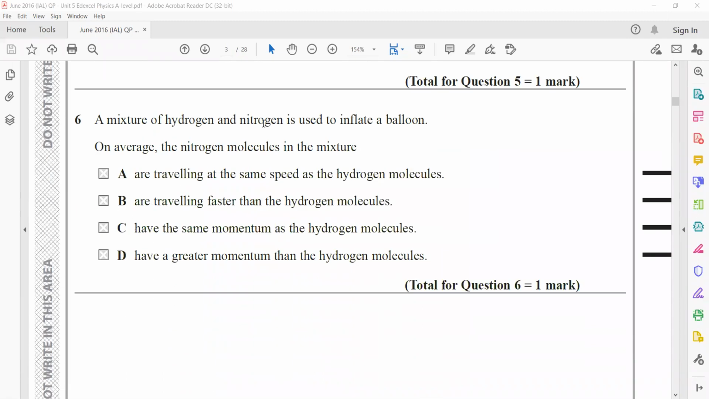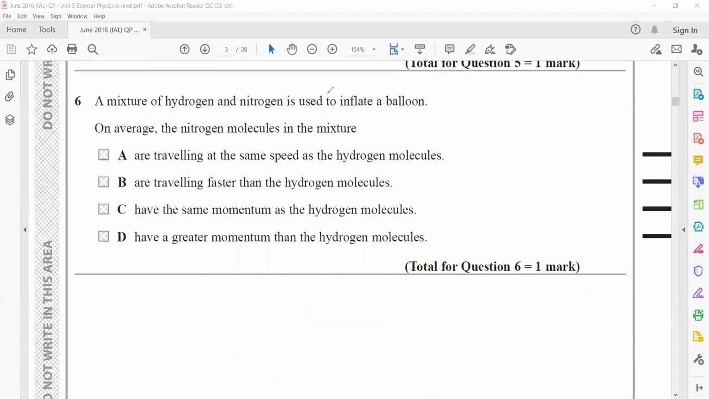A mixture of hydrogen and nitrogen is used to inflate a balloon. On average, the nitrogen molecules in the mixture, because they are in the same balloon, will have the same temperature. So the momentum of the nitrogen molecule will be higher because momentum is a product of mass and velocity. If temperature is the same, both gas particles will move with the same speed, but because of greater mass, the nitrogen molecule will have a greater momentum.